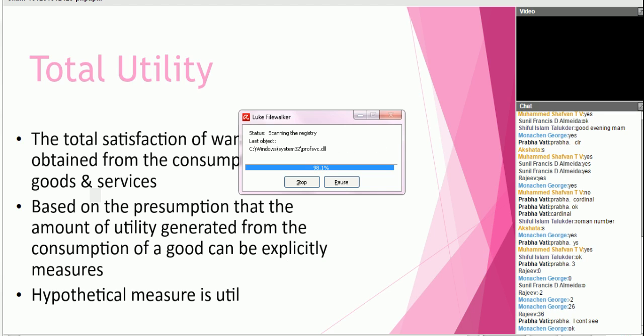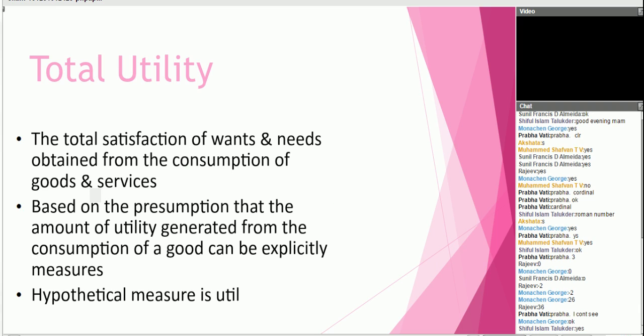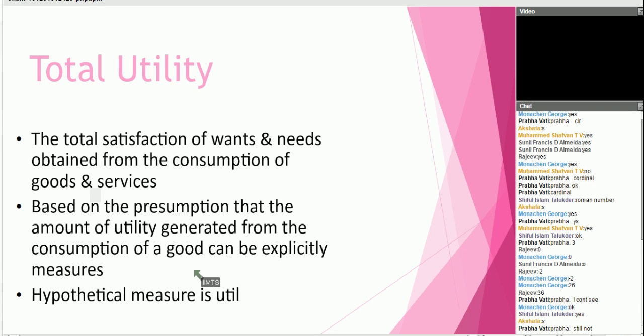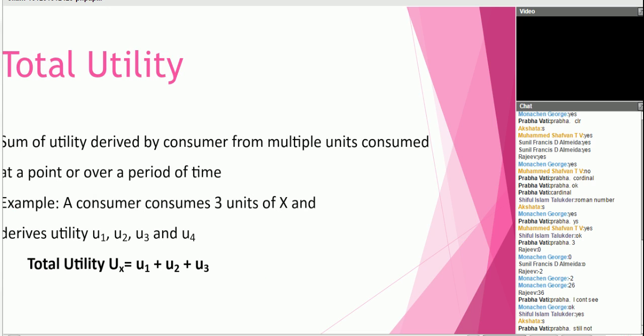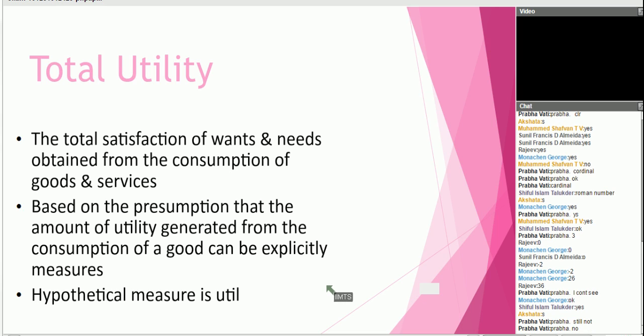Prabha, you can't see? What can't you see? Now can you see, Prabha? Prabha, everything is visible to you now? We are on the slide of total utility. Okay, just wait, Prabha. Now? No. So what you can do is you can just log out and log in again. That will help probably because others can see it.